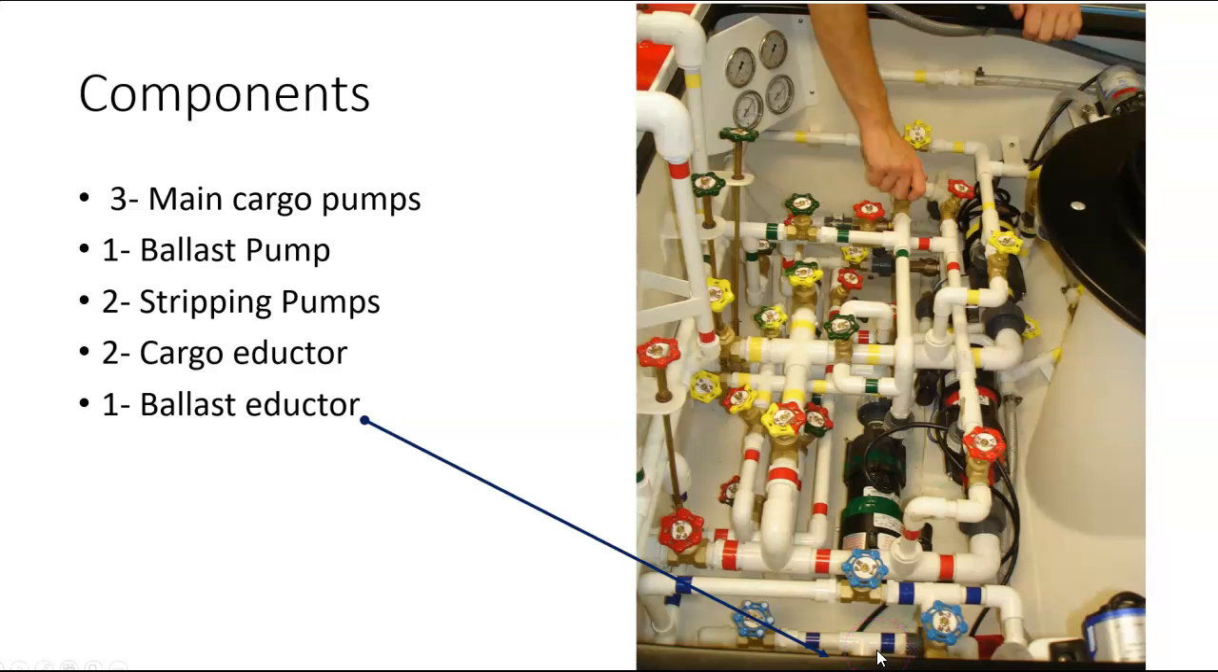Independent ballast. By the way, cargo and ballast do not meet. We have a segregated ballast system, which means they do not integrate with the cargo systems at all. You have segregated tanks, you have a segregated system just for ballast. Okay? But these are the main components.